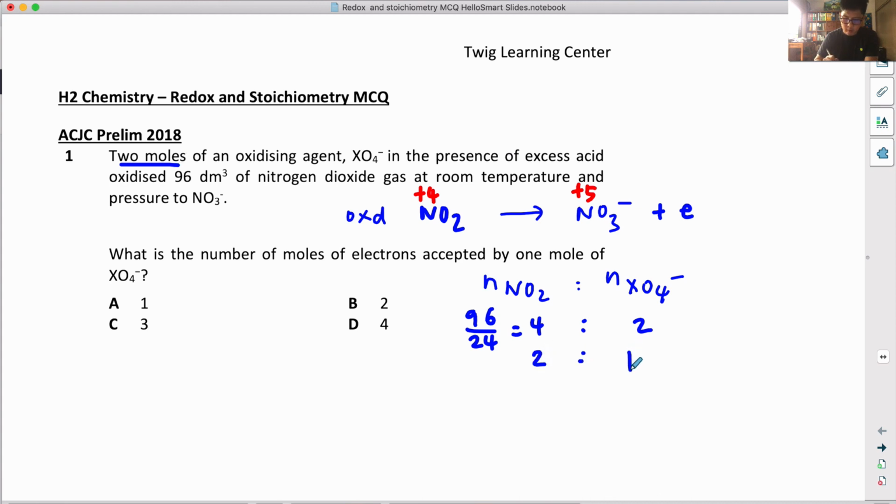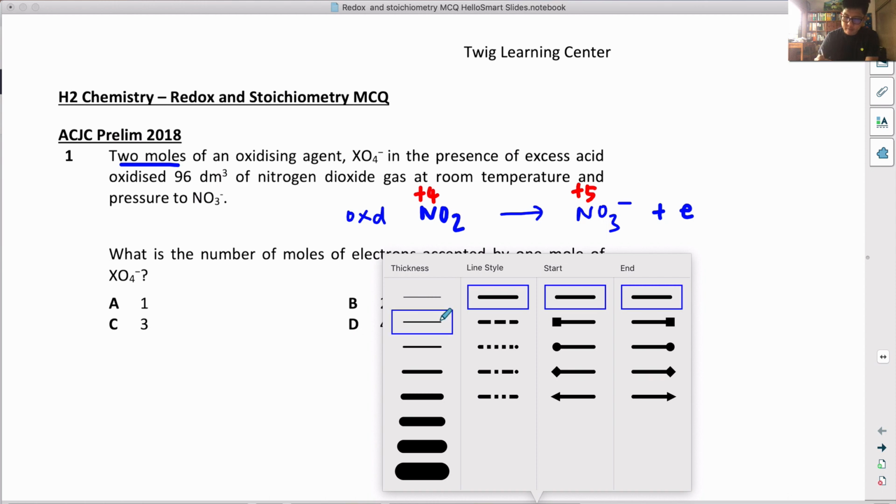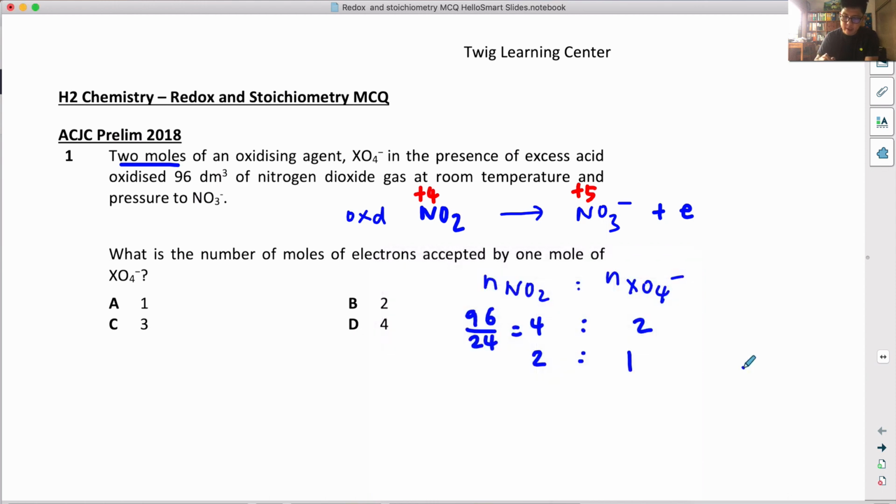So 2:1. With that, you can see that for every 2 moles of NO2, 2 moles of NO2 will actually lose 2 moles of electrons. So you lose 2 moles of electrons, and these 2 moles of electrons will be accepted by 1 mole of XO4 minus. So that's the answer. The number of moles of electrons accepted by 1 mole of XO4 minus is actually 2. So that's why it's B.